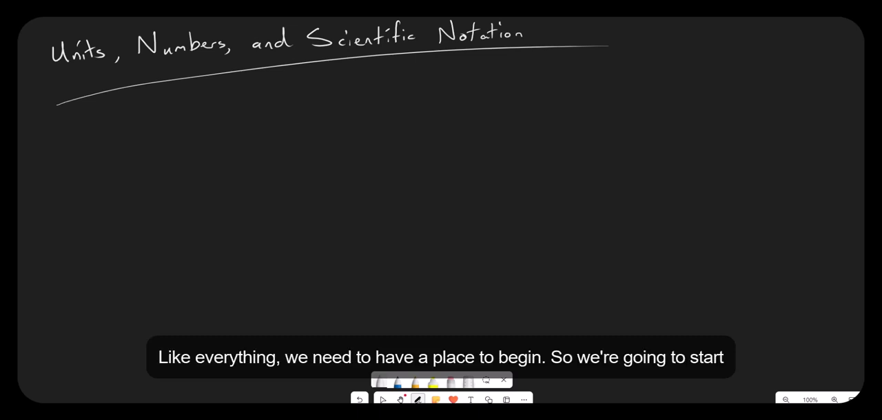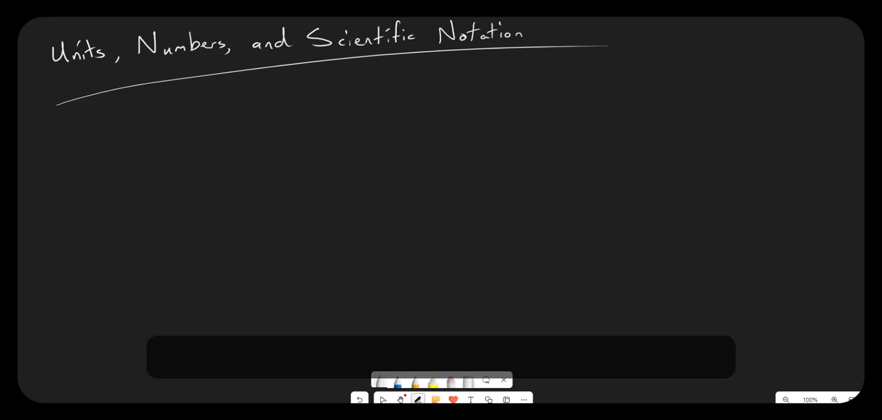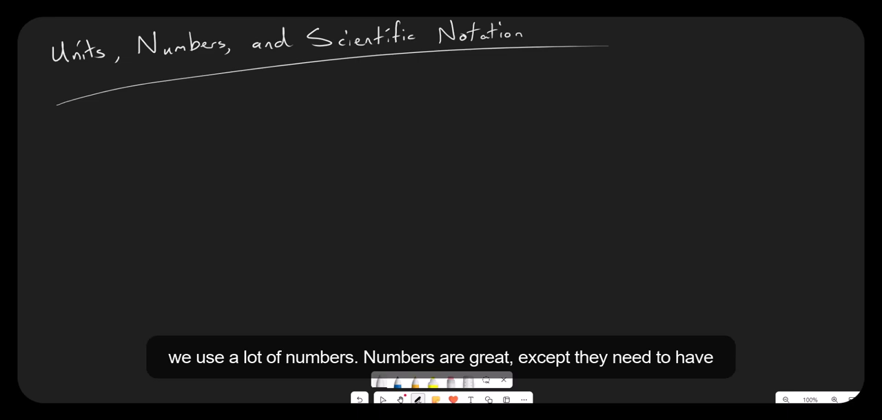Like everything, we need to have a place to begin. So we're going to start with units, numbers, and scientific notation. In science, in astronomy, and other sciences, we use a lot of numbers. And numbers are great, except they need to have some kind of a context to make sense, right?